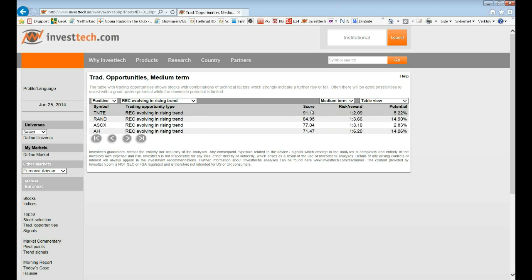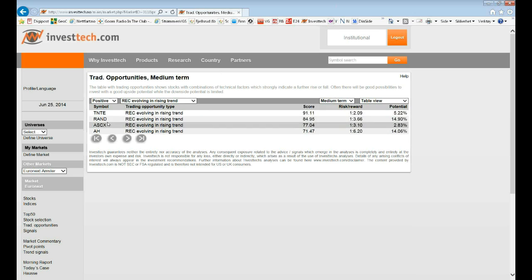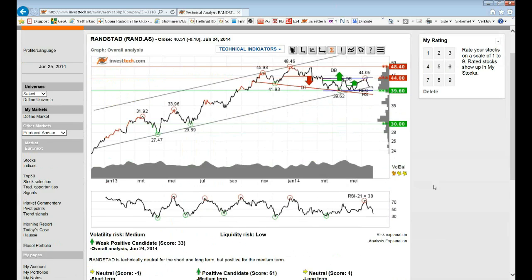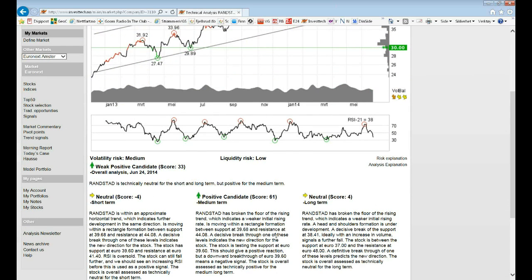You see we have 4 candidates here. Let's go to the second, which is Randstad. And here you can see the rectangle formation, which is evolving. For the medium long term, the stock is assessed as technically positive and has broken the floor of the rising trend.